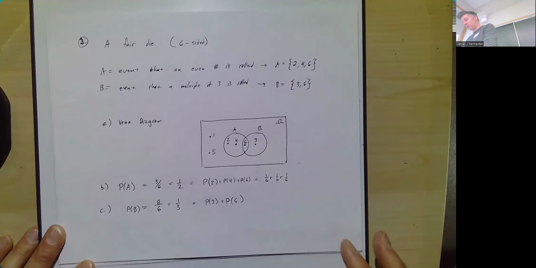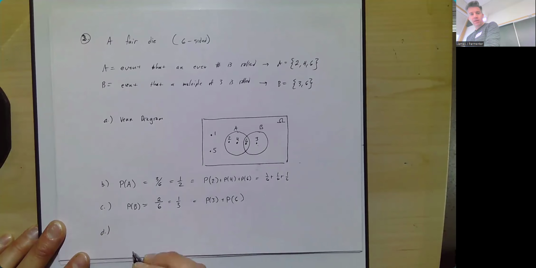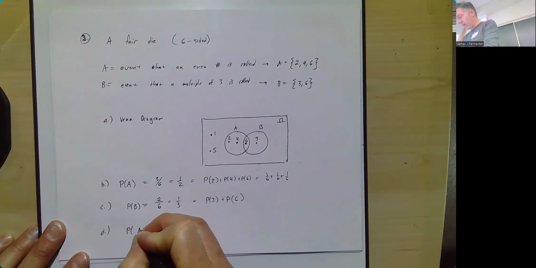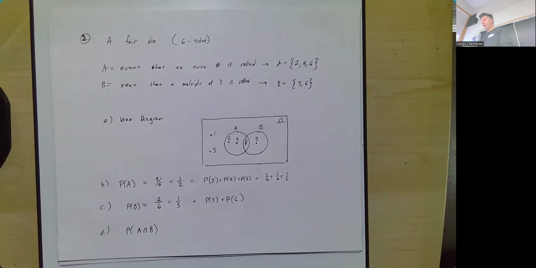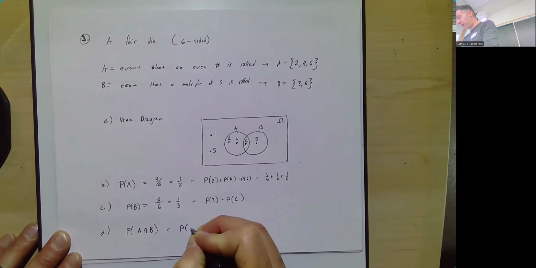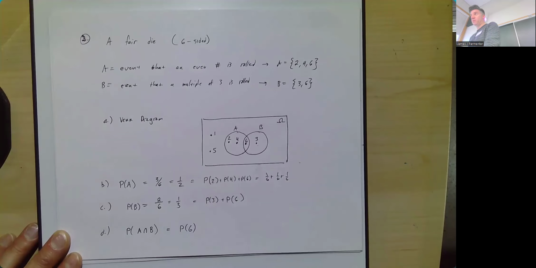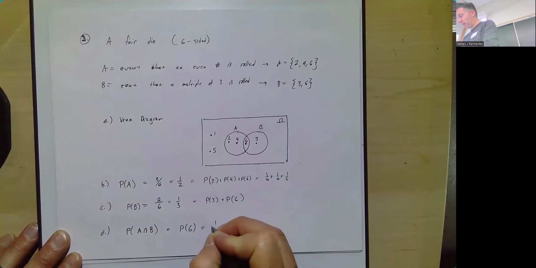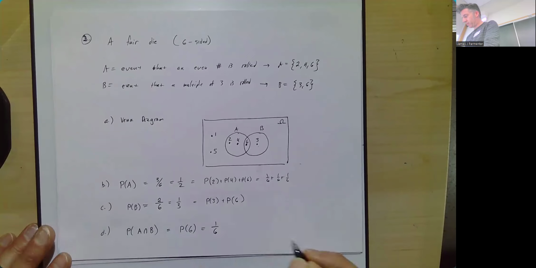And let's look at the next one, which is the probability of A intersect B. So intersection, or the overlap is what I often say, is where A and B have overlap. So what's the only element in the intersection of A and B? Right. So the probability of A intersect B is the probability of rolling a 6. And there's only one way to roll a 6, so that's a 1 out of 6 chance.